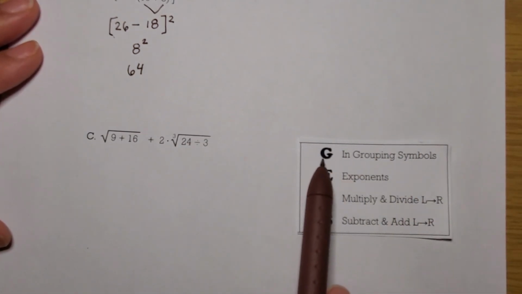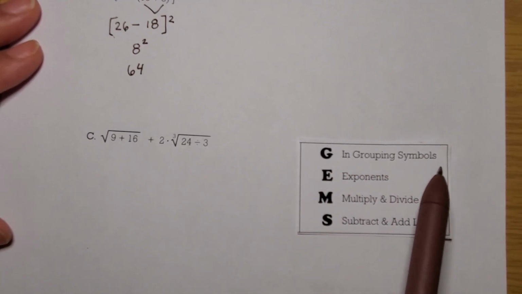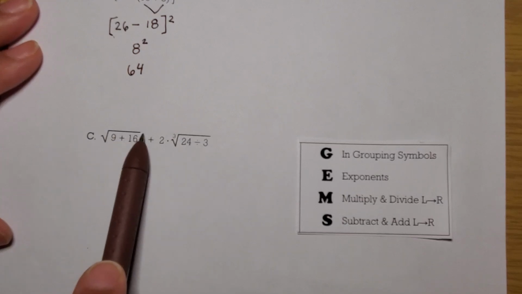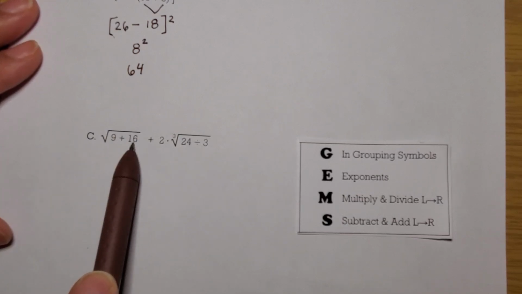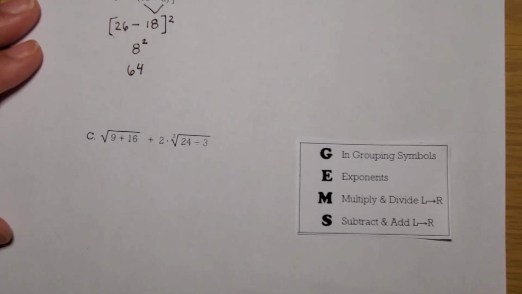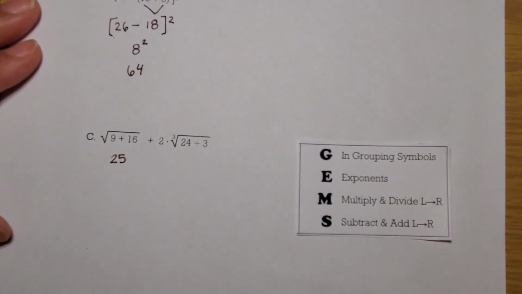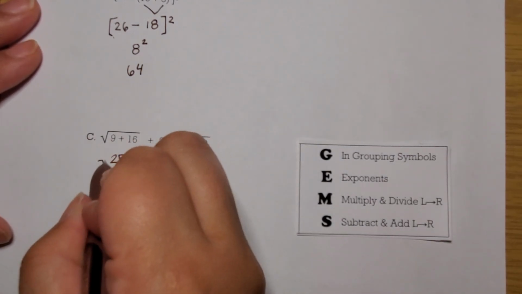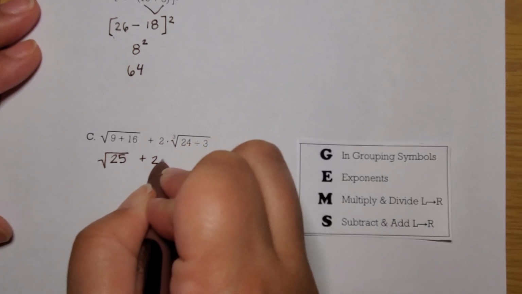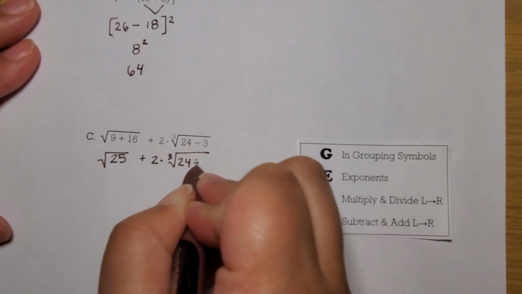Focus in on this first step, grouping symbols. We have things that are being grouped. Underneath this radical, the 9 and the 16 are being grouped together. So we're going to do that first. So 9 plus 16 is going to give us 25. So I'm going to bring down 25. Let's bring down everything else as well. I know it's a lot, but we can do this.